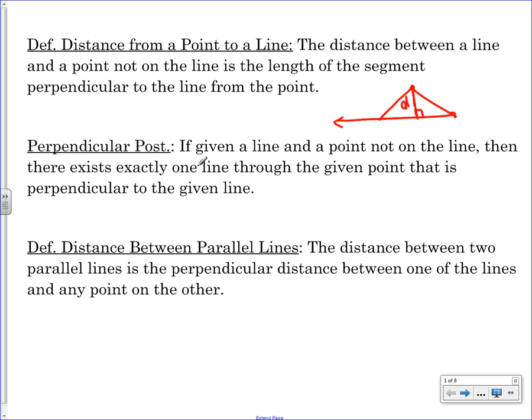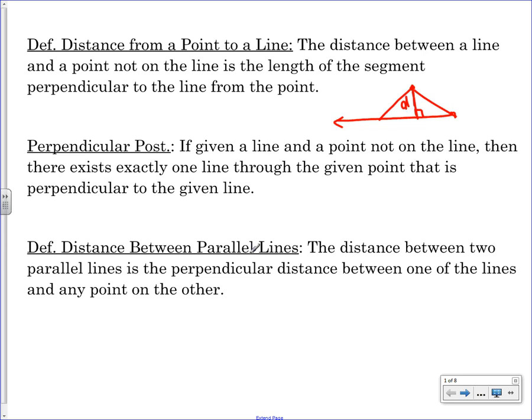Perpendicular postulate. If given a line and a point not on the line, then there exists exactly one line through the given point that is perpendicular to the given line. That's literally what I just said. I just said the reason that we do this one is because there's only one answer. That way everybody gets the same answer, or we should, okay?